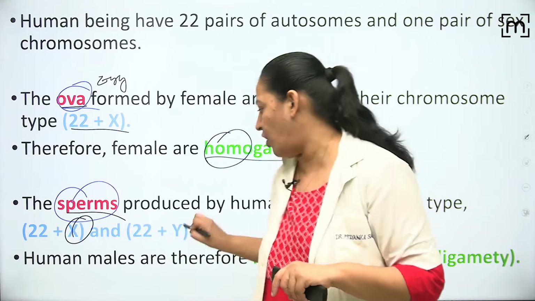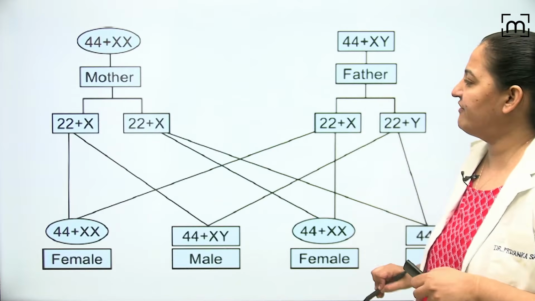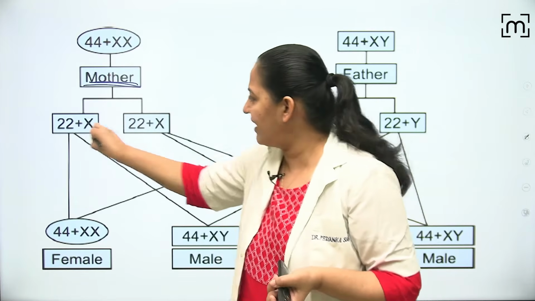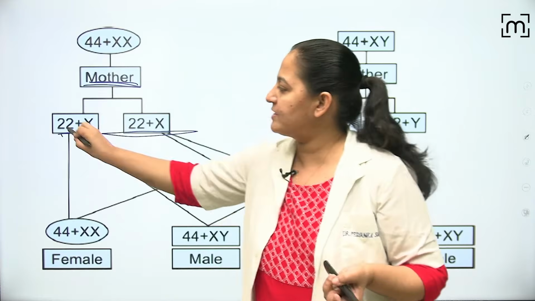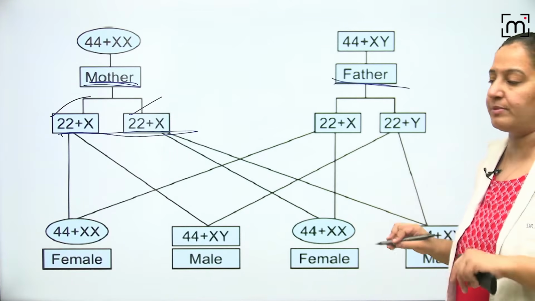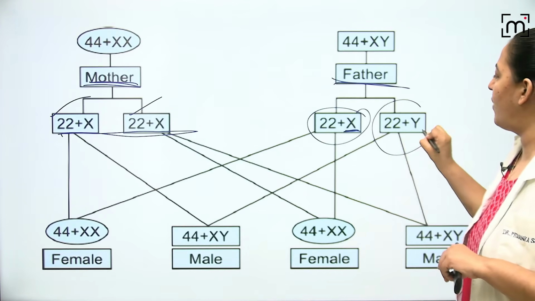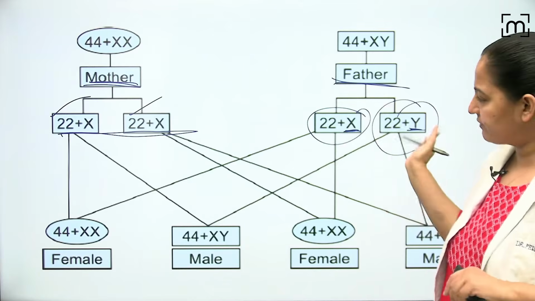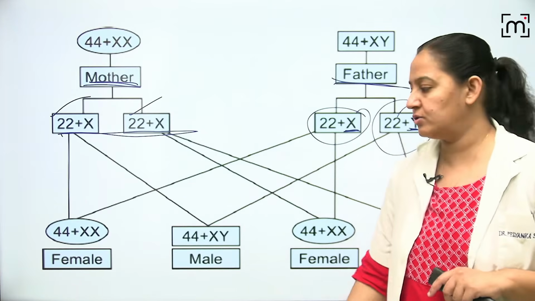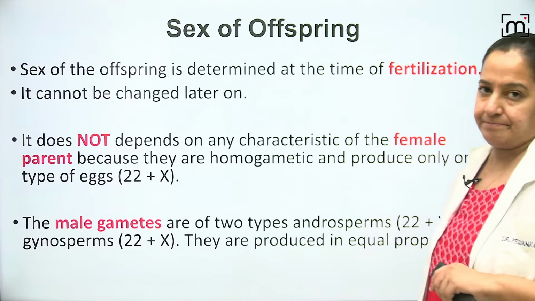Either they contain X or they contain Y. So it is hetero. Hetero means it is of two types, right? Depending on which one is fusing, that I have already discussed. In the mother, only one type of egg is present. In both of them, it is 22 plus X, 22 plus X. So only one type. But in the father, two types of sperms are formed: one containing X and one containing Y. Now, depending on which sperm fuses with the mother's egg, that determines the sex of the child. So there are 50% chances a female is born and 50% chances a male is born.